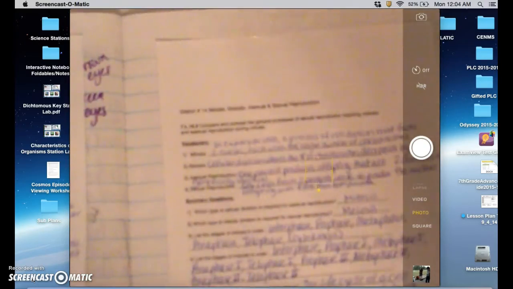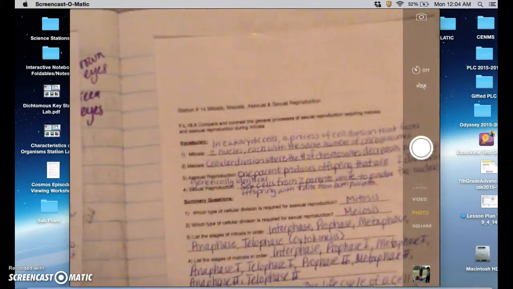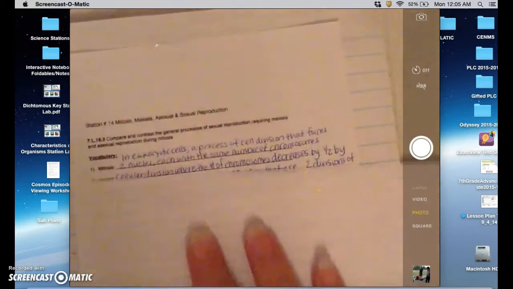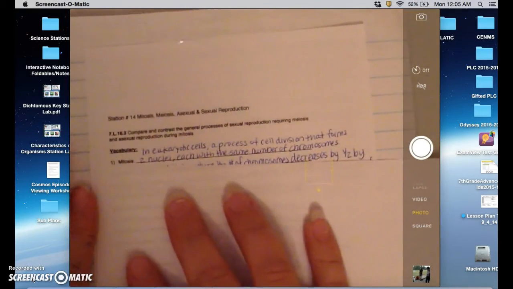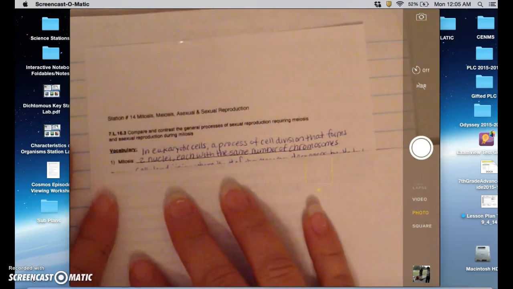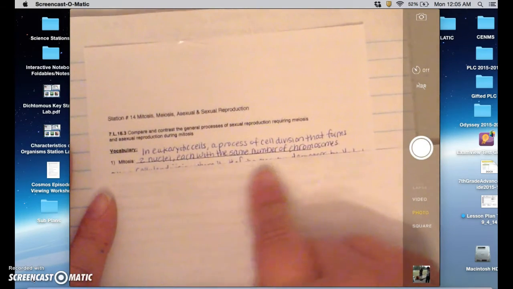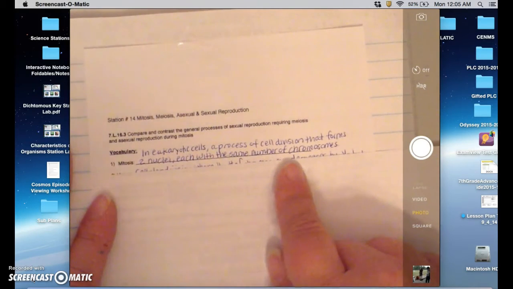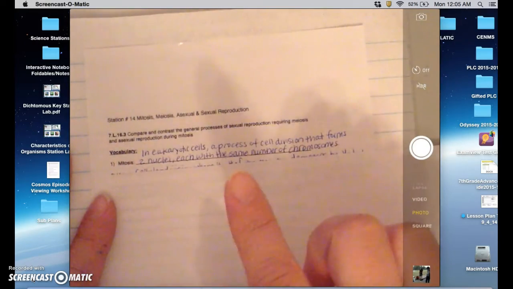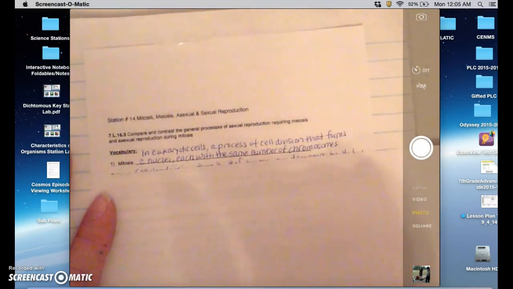Station 14, we've got mitosis, meiosis, asexual, and sexual reproduction. So mitosis is cellular division in eukaryotic cells, and it's a process of cell division that forms 2 nuclei with the same number of chromosomes. So mitosis is just when a cell makes an identical copy of itself, another version of itself, but it's the same exact version.